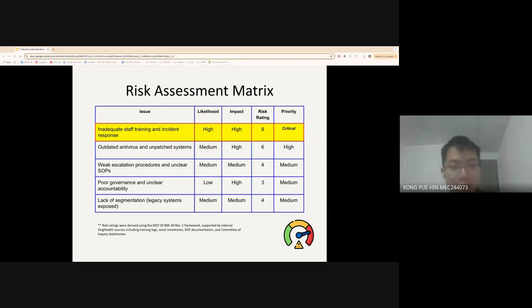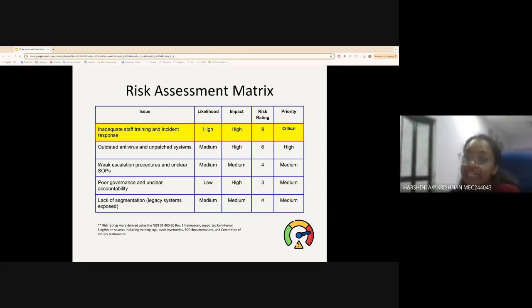Let us run through the other risk ratings quickly. First, as already discussed, the inadequate staff training was rated as critical, which is high likelihood and high impact. It directly allowed the breach to escalate undetected. Second is the outdated antivirus and unpatched systems, which scored high frequency in legacy environments and left the door open for cyber attacks.